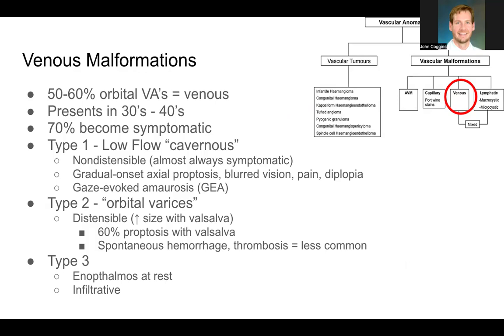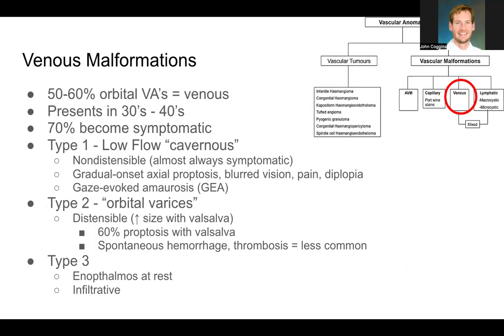Then type 2 venous malformations can be called orbital varices. These are the type that are distensible, meaning if you were to do a Valsalva, then the size would increase. Some of the time, this is obvious on exam, so about 60% will have proptosis with Valsalva, but the other 40% you would have to get an MRI and then have them Valsalva during the exam to see the distensibility.